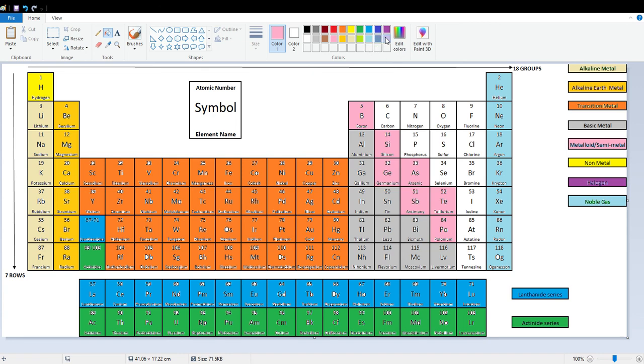Next, we'll look at the group 17 elements classification. These elements are classified as halogens. These elements are fluorine, chlorine, bromine, iodine, astatine, and tennessine. Finally, the remaining non-metal elements are carbon, nitrogen, oxygen, phosphorus, sulfur, and selenium.